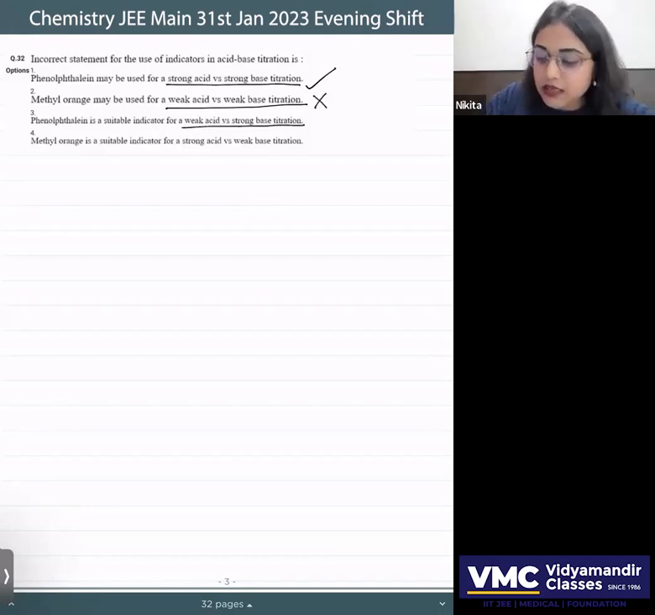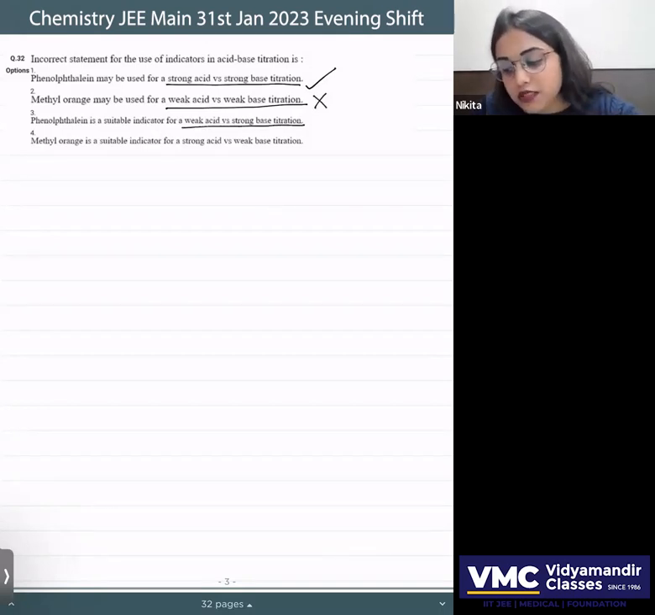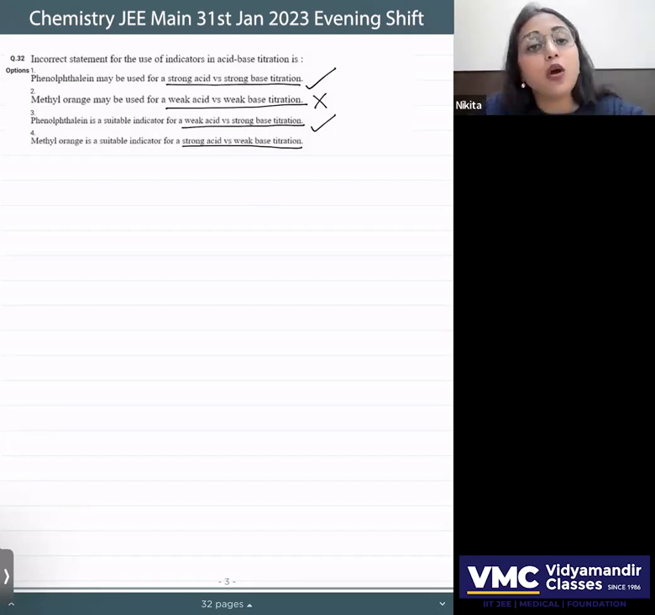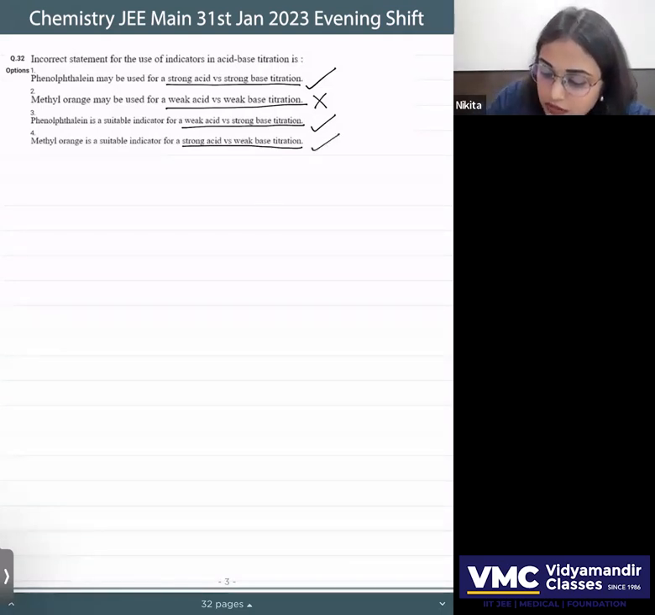Then it is asking for a weak acid versus strong base titration. For this titration's transition range, yes, phenolphthalein is a suitable indicator. Then we have strong acid versus weak base titration. For strong acid versus weak base titration, methyl orange, yes, it is a suitable indicator. So they asked us about the incorrect statement. Second option, this is an incorrect statement here.